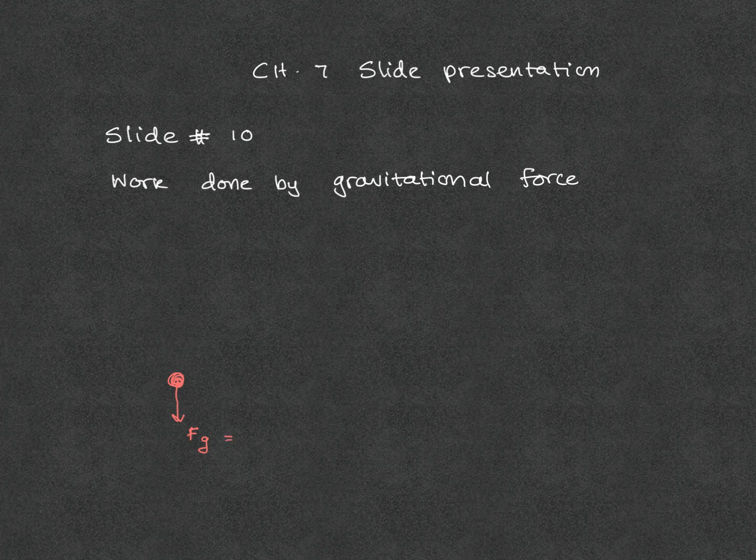You guys know that Fg equals mass times g, and from point A it is going up, so the displacement is happening in the upward direction. Let's say the displacement is d, and it goes to a point B.